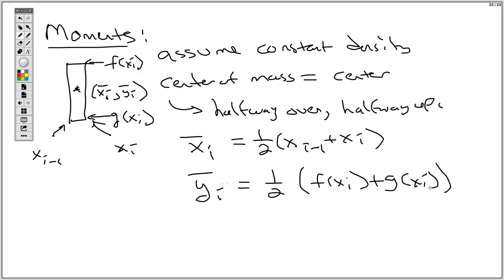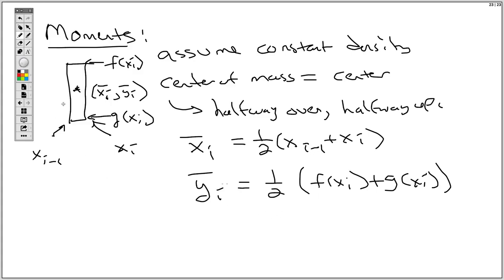Let's do that. So assuming a constant density, the center of mass of the rectangle is going to be the center of the rectangle, halfway over, halfway up. So x i bar, you take the average of the x's, y i bar, you take the average of the y's. Hopefully that makes sense. Just think of taking your piece of paper, folding it one way, then folding it the other way. To balance it, you would look where those two lines intersect.